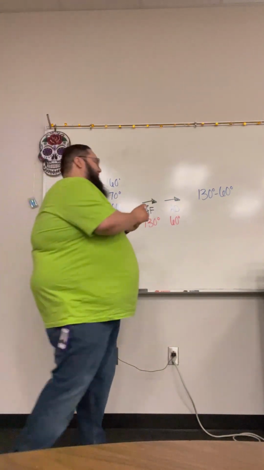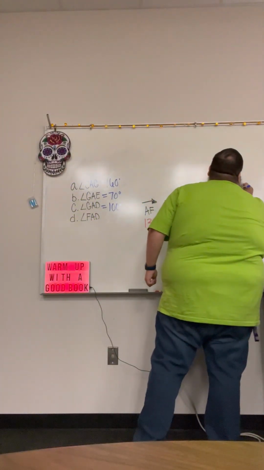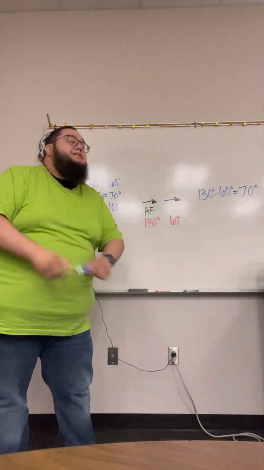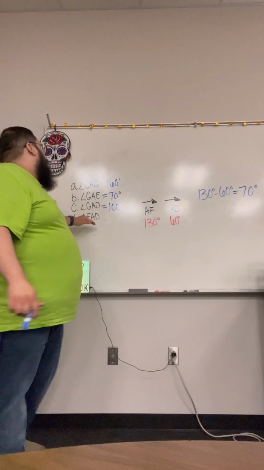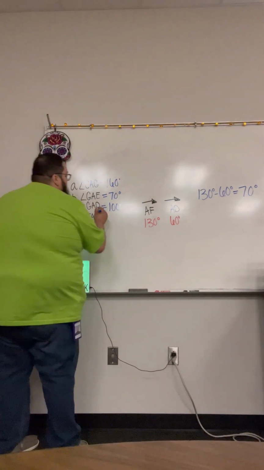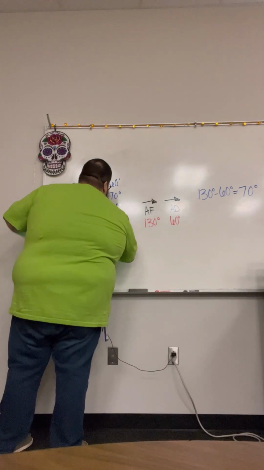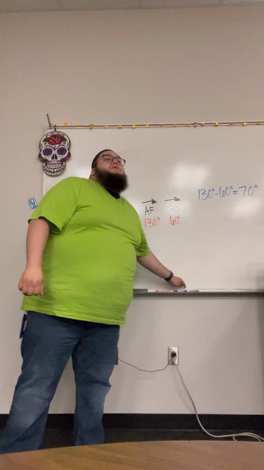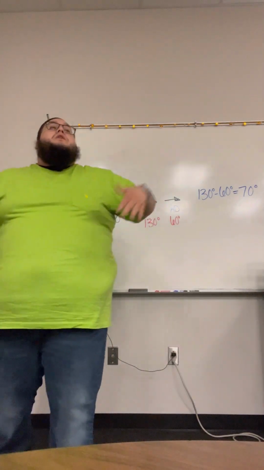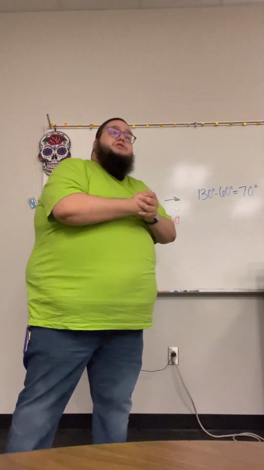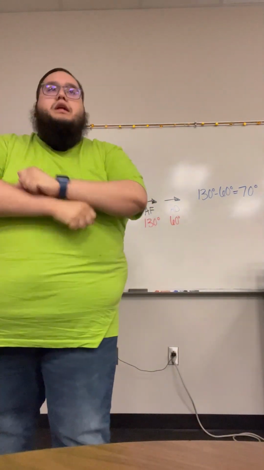70 degrees. Correct. So 130 degrees minus 60 degrees gives you 70 degrees, which makes our angle FAD equal to 70 degrees. Good job. I want you to go ahead and do the rest of the questions on your worksheet within your group. Remember to use your protractor. Remember our rule to always subtract your degree angles. I think y'all got it from there.